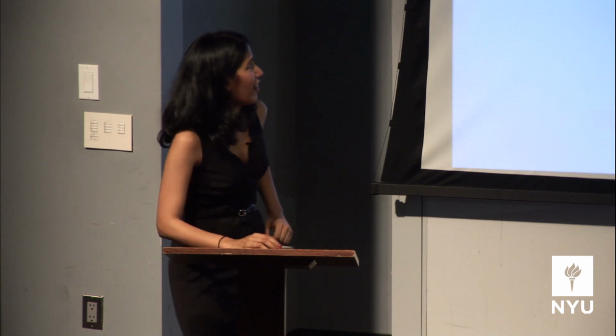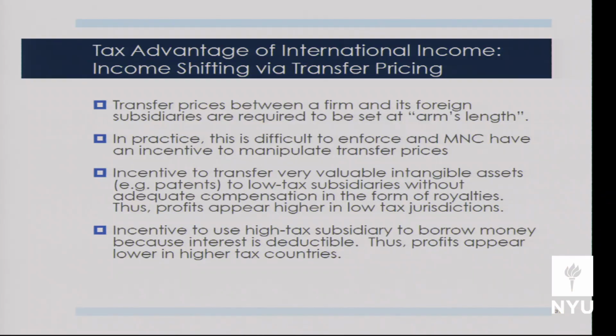Second reason international income is tax advantaged is the glorious field of transfer pricing. So transfer pricing is the idea that you are a multinational corporation, you operate in many countries, in many tax jurisdictions. Some are high tax countries, some are relatively low tax countries, and you're going to arbitrage tax differences to minimize your overall tax liability. In very simple terms, you're going to try to put your profits in low tax countries and your expenses in high tax countries.